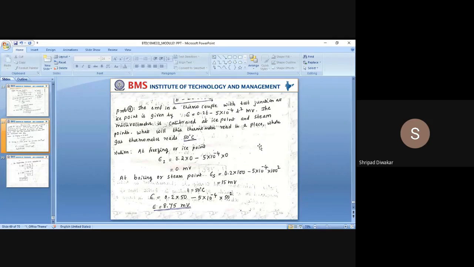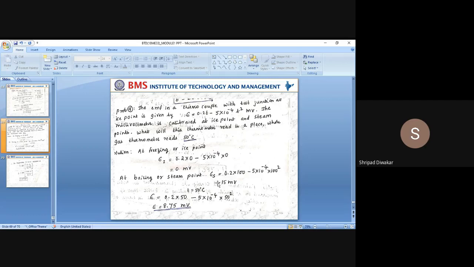You have to remember the values of ice point and steam point: in the Celsius scale they are 0 and 100, in Kelvin 273.15 and 373.15, and in the Fahrenheit scale 32 degrees Fahrenheit and 212 degrees Fahrenheit. These are the standard values you should remember, mainly with respect to the Celsius scale.